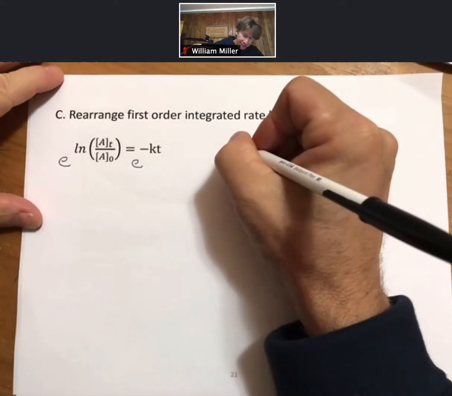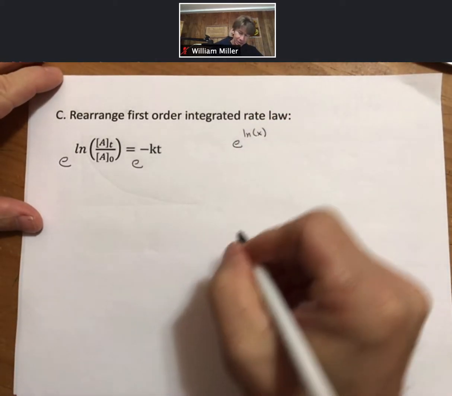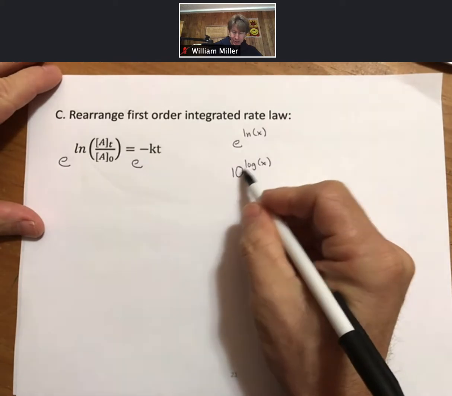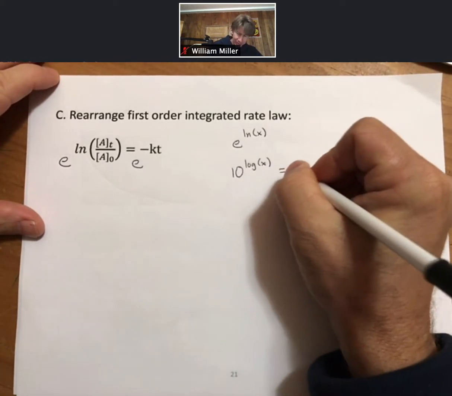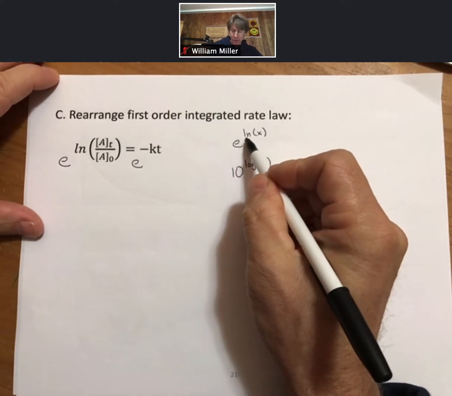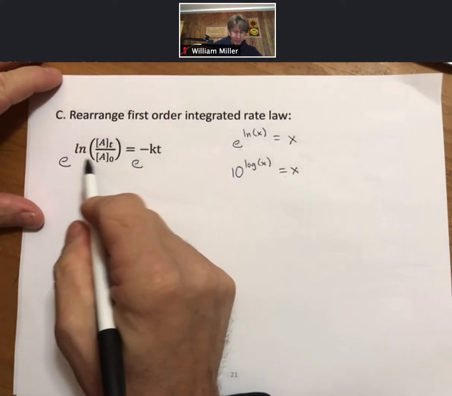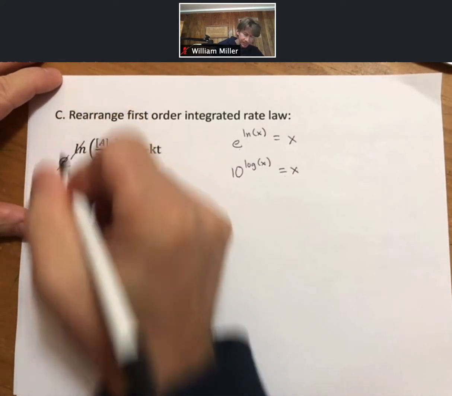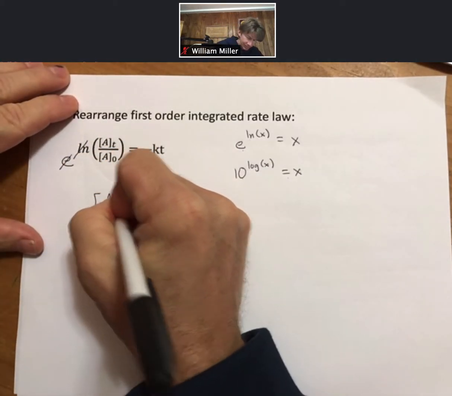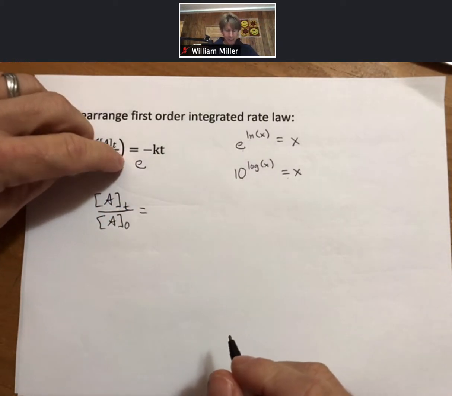And just like e to the ln x is similar to 10 to the log x, meaning that they're opposite functions, they cancel each other out. So 10 to the log x equals just x, and e to the natural logarithm of x also just equals x. So on this left-hand side, we get just this division. And on the right-hand side, we get e to the minus kt.